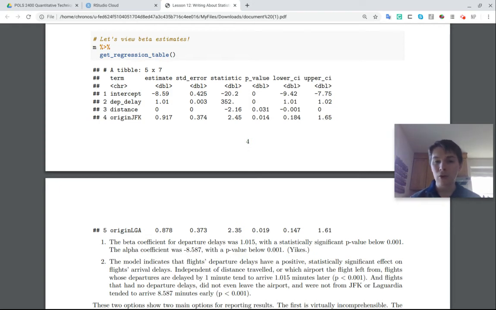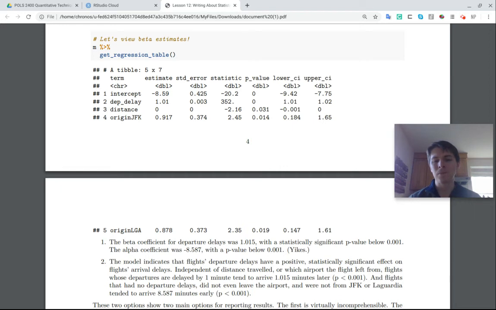Independent of distance traveled or which airport the flight left from, flights whose departures are delayed by 1 minute tend to arrive 1.015 minutes later. And we're going to put the statistical significance in brackets. And flights that had no departure delays, did not even leave the airport, and were not from JFK or LaGuardia, tended to arrive 8.587 minutes early.